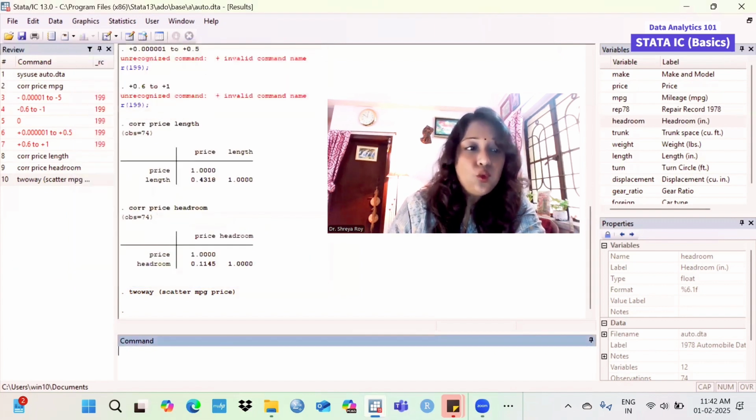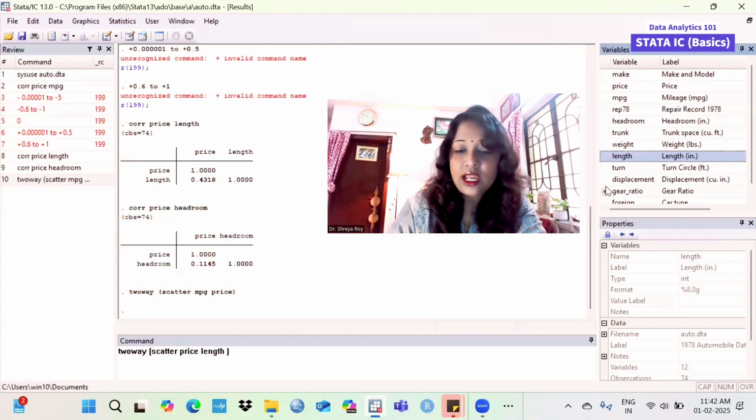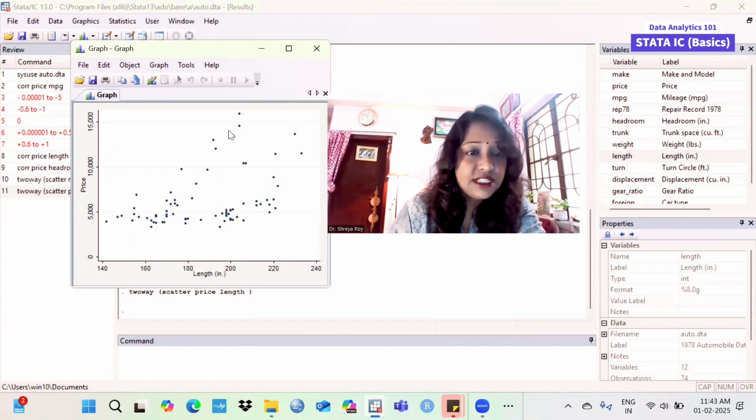Now, if you want to change it, let's say instead of MPG we want to change it to length, and enter. So now we see that as the price increases, so does the length. If the price is over here, the length is over here. If the price is over here at 10,000, the length is somewhere at 200. If the price is at 1,500, the length is at 220.